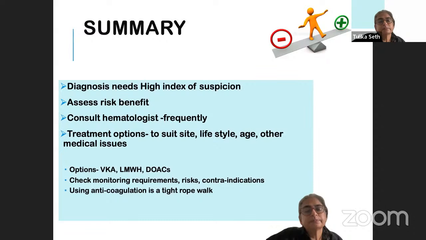So in summary, when approaching children with thrombosis, you need a high index of suspicion, assess the risk-benefit for treatment, and consult a hematologist. There are many treatment options that can suit the site, the lifestyle of the patient, the age, and other medical conditions. You have vitamin K antagonists, low molecular weight heparins, and direct-acting anticoagulants. Check the monitoring requirements for the agent that you're using, and check the risks and contraindications.